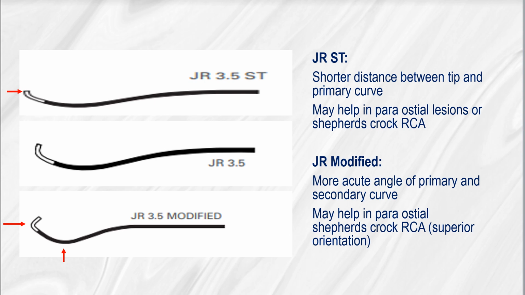Also, there is the Judkins right ST, short tip, with a shorter distance between the tip and the primary curve. This may help in paraostial lesions or a Shepherd's crook RCA. There is also the Judkins right modified, in which there is a more acute angle of the primary and secondary curve. This may help in a paraostial Shepherd's crook RCA with superior orientation.